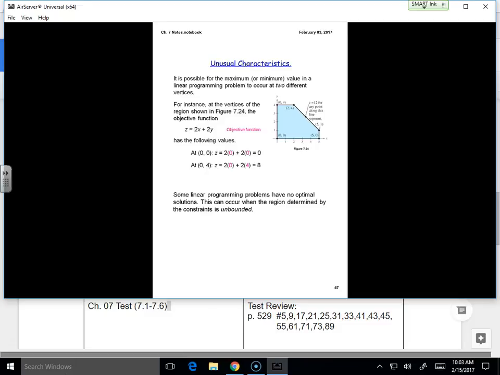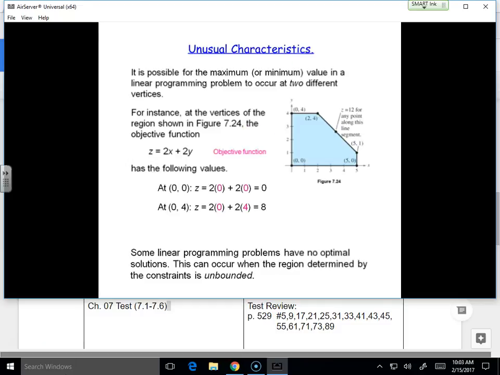Okay. Just right down there. What's going on here? Good question.